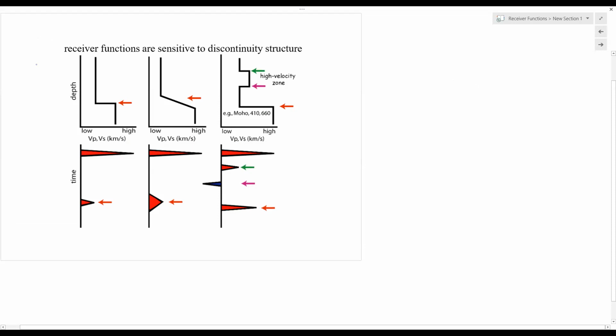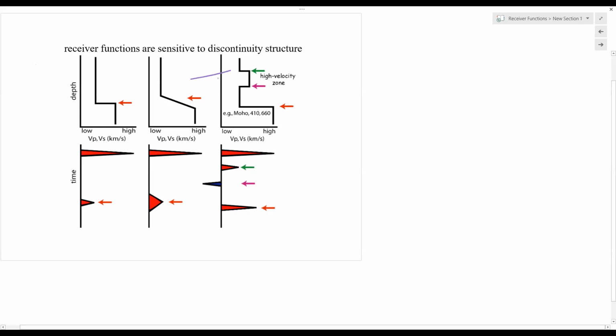So the diagram that you are seeing in front of you is basically a cartoon diagram of the behavior of the receiver function in the case of different kinds of discontinuity structure. How the receiver functions are sensitive to discontinuity structure is explained briefly by this figure.